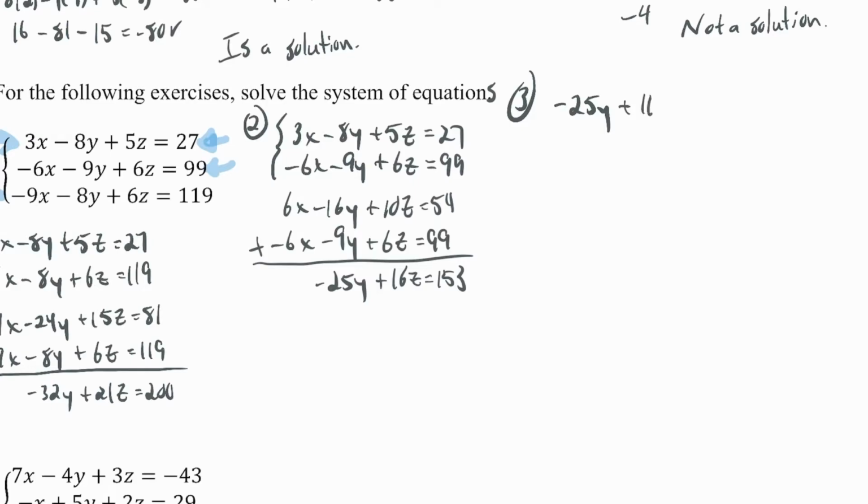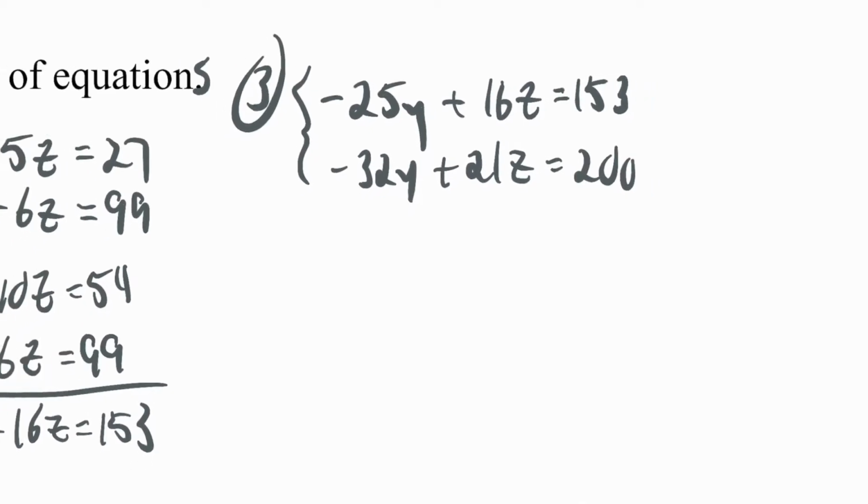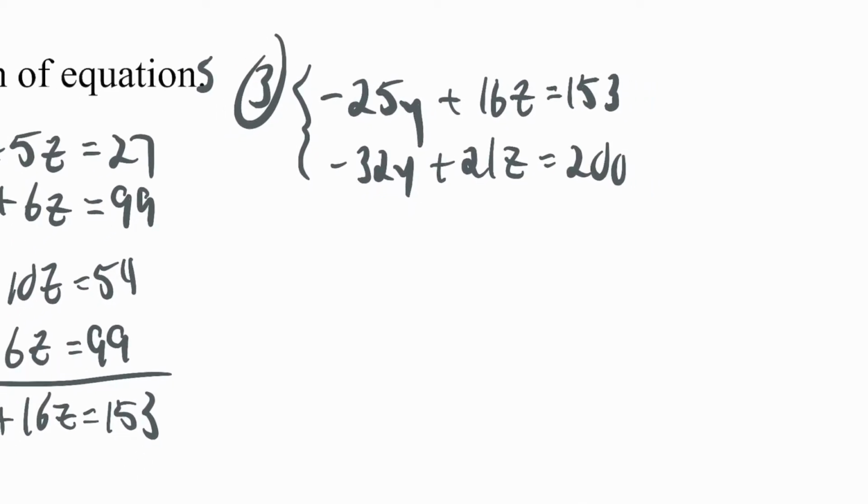Negative 25y plus 16z equals 153. And pair that with negative 32y plus 21z equals 200. So this is going to be a bit of a pain. We're going to get big numbers, but it'll just be temporary. So I need to take the top equation and multiply by 32, because these two coefficients don't share any factors. Neither do these. Well, you know what? Maybe it'll be easier if I do these. It doesn't really matter. I'll use these because these numbers are smaller. So I'm going to multiply the top equation by 21. I guess that will be a little bit easier.